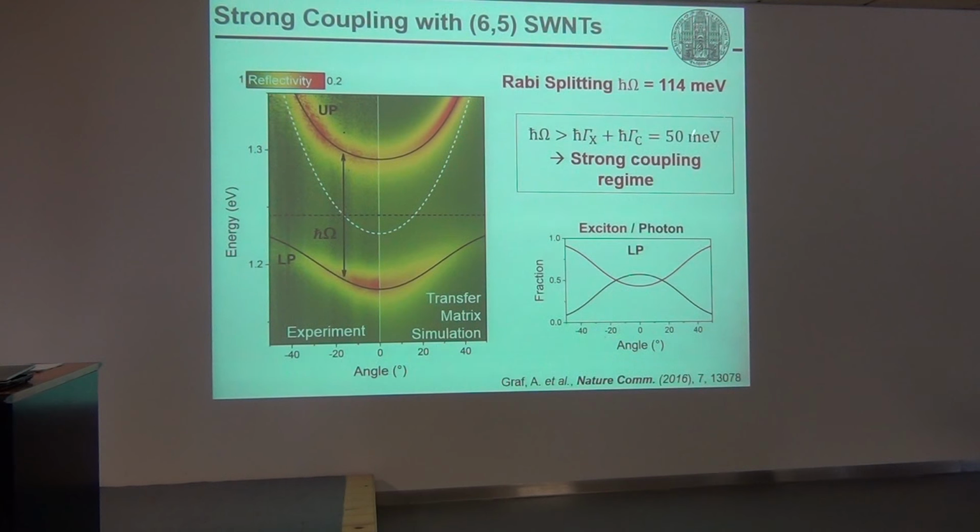strength from this, and our Rabi splitting here is 114 millielectron volts. It of course depends on the exact sample. So we're definitely in the strong coupling regime. We can also calculate the fraction of exciton and photon in the lower polariton. So here you can see that, for example, at 0 angle, the fraction of the exciton is a little bit below 50%, and the fraction of the photon is a bit above 50%.